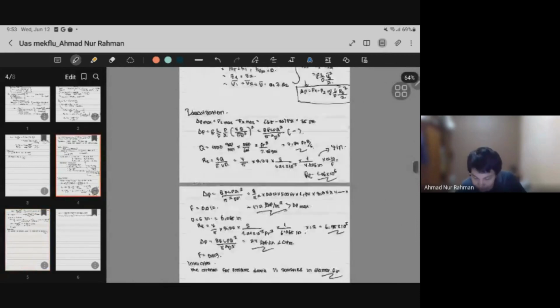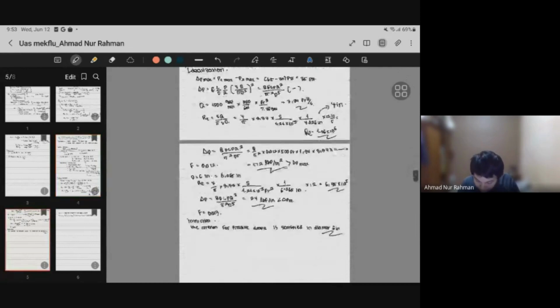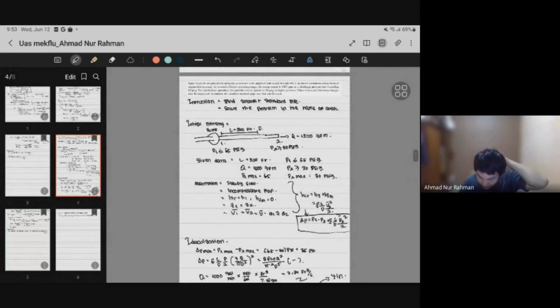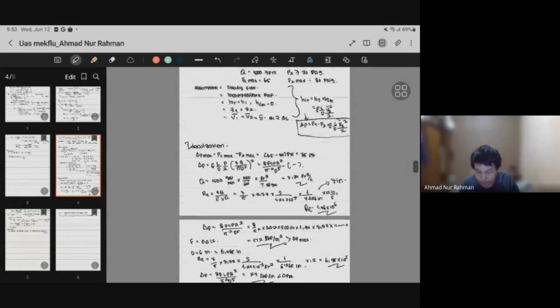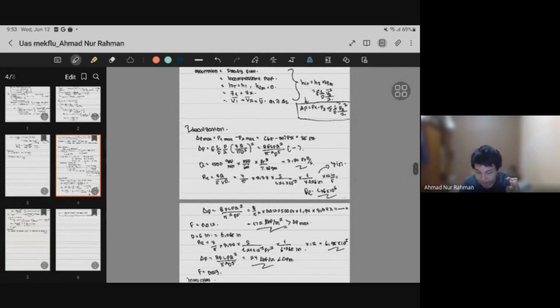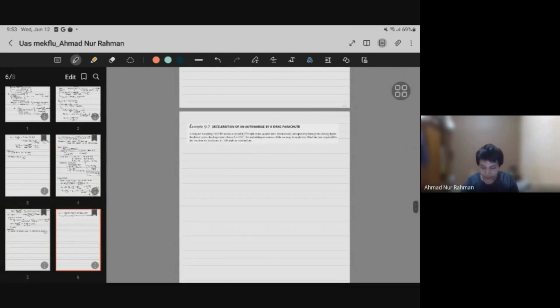Why is the result correct? When we compare it again, delta p must not exceed delta p max. We knew that it must not be more than 24. Delta p is less than delta p max, which is the maximum. Because it's less, it's the correct answer. So we begin the third problem.